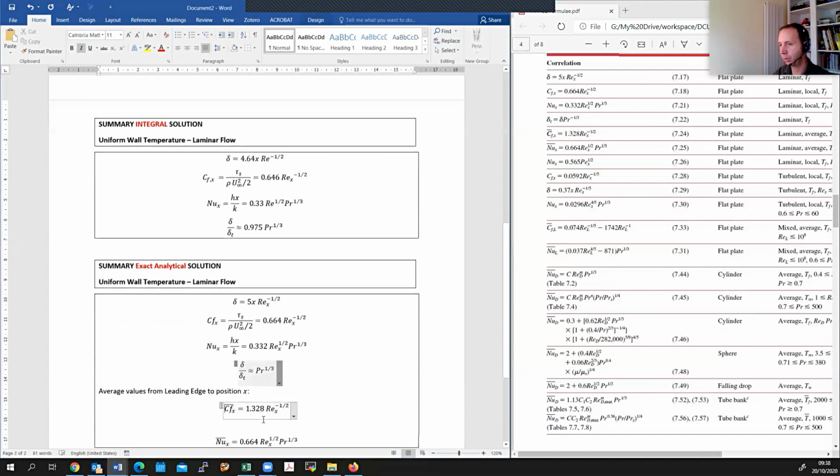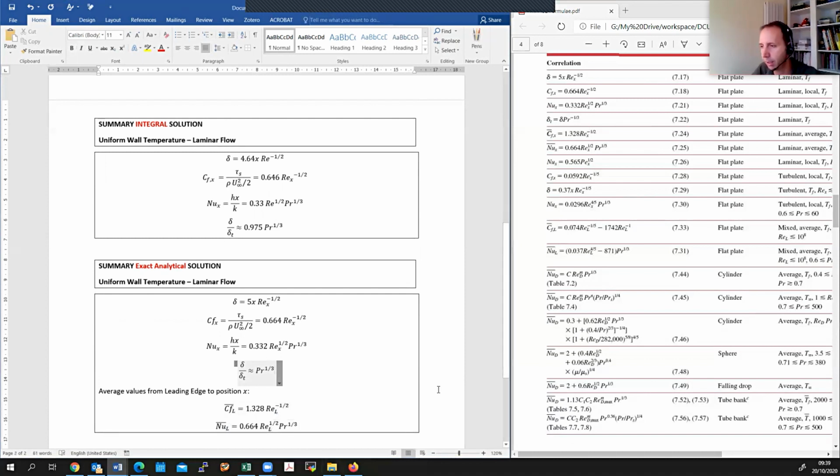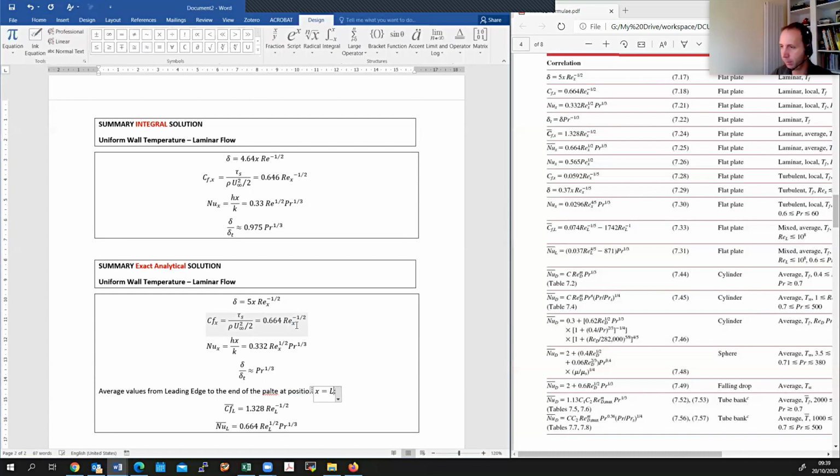You can then average over the length of the plate, and you get the average. If you want it over the length of the plate, it's all the way to x equal L. If you want it just at an x position, you use the x definition. So we'll talk about these averages later. So this would be to the end of the plate at position x equal L.